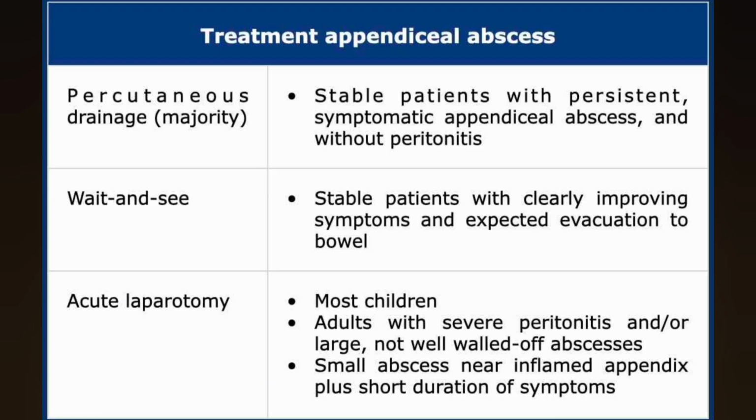If there is appendiceal abscess, then percutaneous drainage is done in most of the cases. But if the patient is stable, and clearly the patient is improving, then wait and see policy is better. And in some cases, when there are mostly children or the adults with the severe peritonitis, acute laparotomy is the best option. So this is a whole about the appendicitis, its diagnosis and treatment options. Thank you for watching.